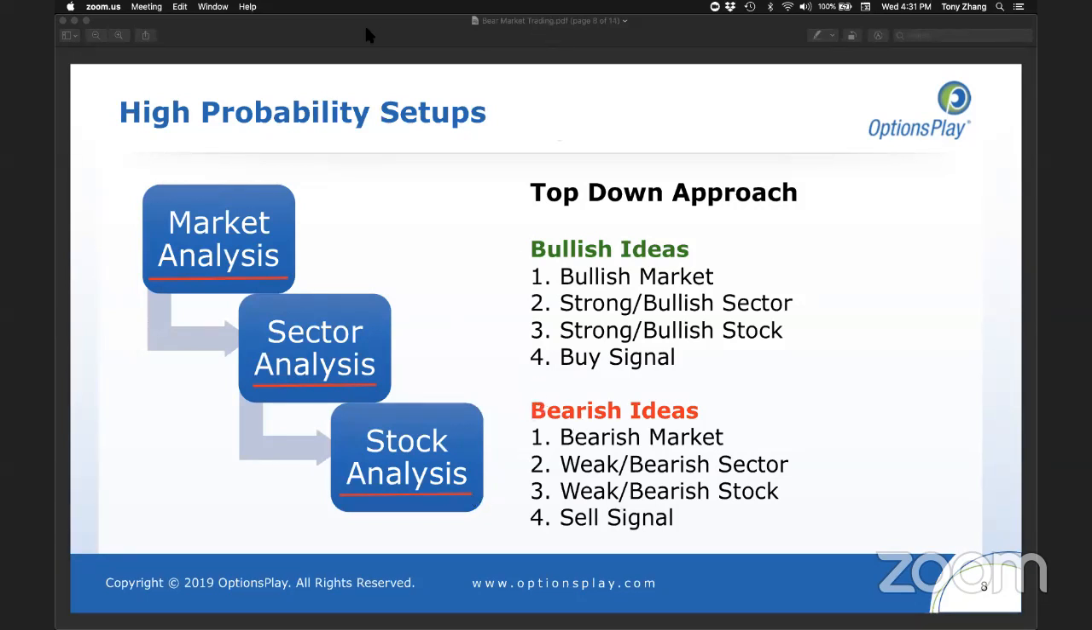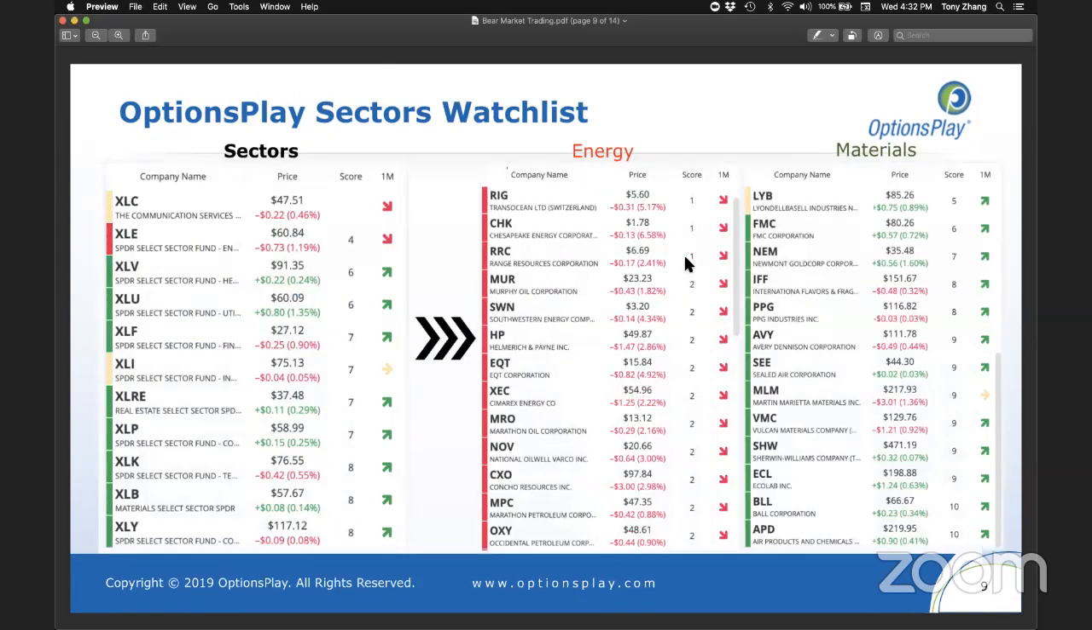So that is the process that we generally want to view when we're looking for bearish opportunities: looking for bearish markets, looking for weak sectors, weak stocks, and then that generates our sell signal on some of these trades. So I want to walk everyone through an example of this by looking at the market today. And I wanted to take a look at some of the sectors. So I have a bearish bias on the market. So let's take a look at what a bearish sector looks like.